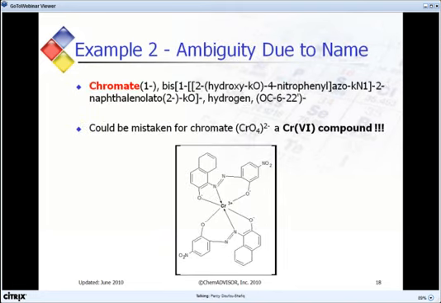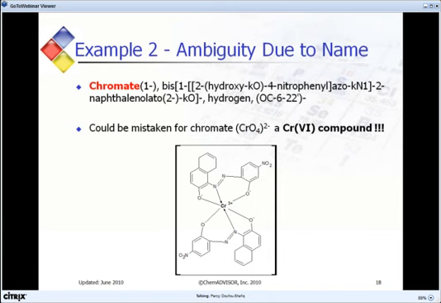Another example that I will show you is that in several cases there are ambiguities that arise due to names. One case is the compound whose structure you see right here on your screen. As you see in its name, this compound has chromate. And of course, if one hears chromate, it immediately raises an alert that it's possibly a chromium-6 compound, and therefore it will be toxic. However, an expert looking into it will see from its structure that it's actually not a chromium-6 compound, and that the oxidation state of the chromium in this particular case is chromium-3.